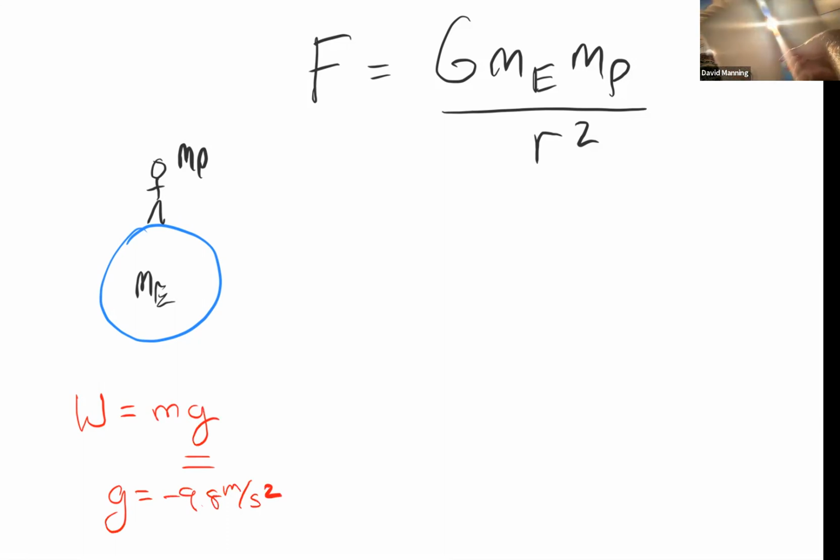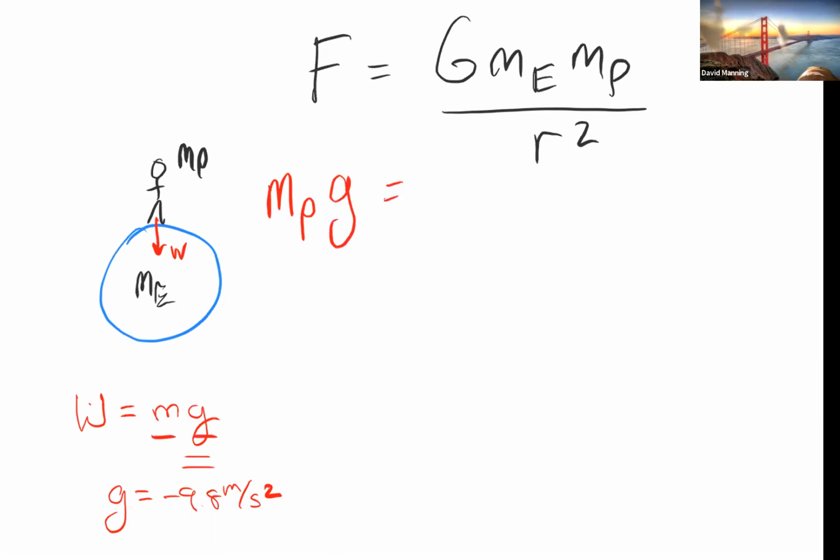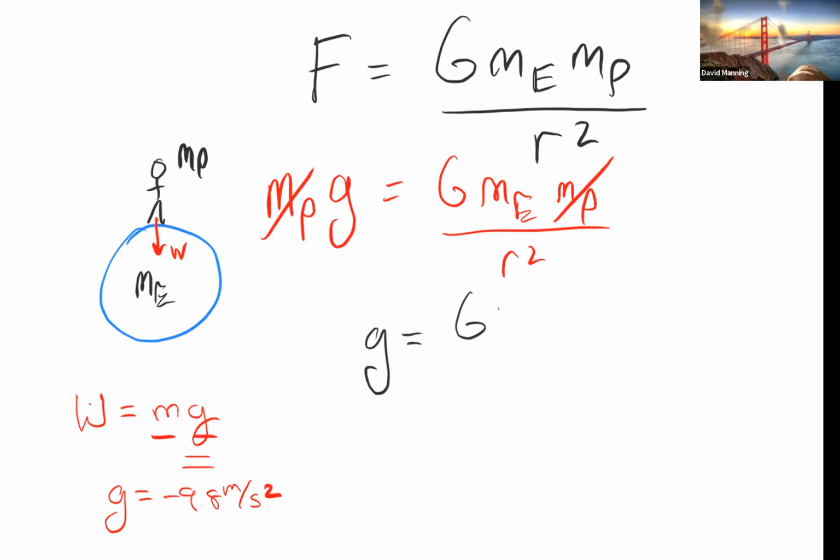And the reason for that is if I substitute weight, we call weight the force of gravity between the person and the Earth. So if I substitute this in here, watch what happens. This mg, this is actually the mass of the person. So I have the mass of the person times g equals big G, mass of the Earth, mass of the person over the distance between them squared. These cancel out. And you can see our final formula for the acceleration due to gravity, g, is just big G, mass of the Earth, over the radius of the Earth squared.